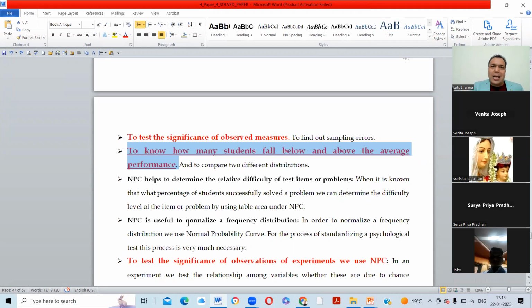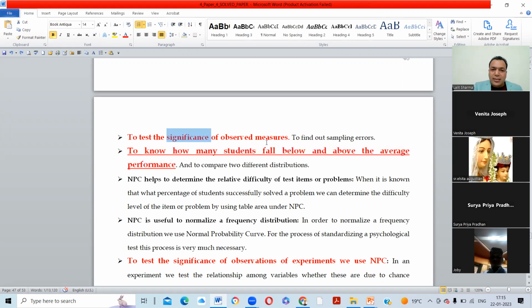How many students are in your class? How many are weak? How many are intelligent? How many are average? On which students you have to do the work. So if you know about these things, normal probability curves, statistics, which are in your syllabus now, you can easily find out the condition status of your students.